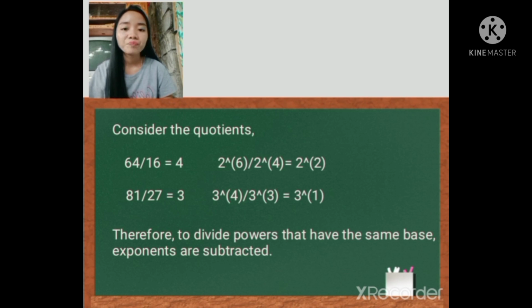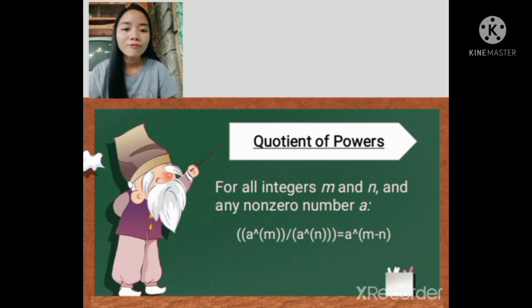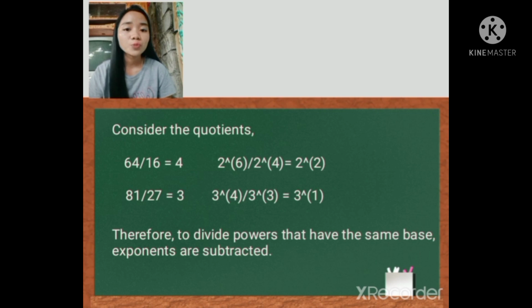To easily divide this, we just copy the coefficient 2, then subtract the exponent, as what we have here, a to the power of m minus n. So subtract exponents. The exponent of the numerator will be subtracted by the denominator. So we copy the coefficient 2 and subtract 6 minus 4 equals 2. So the answer is 2 to the power of 2.